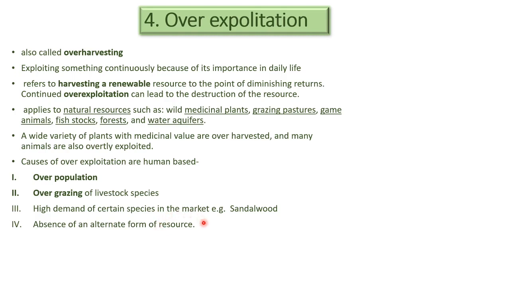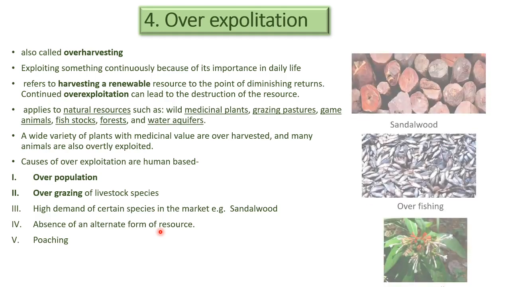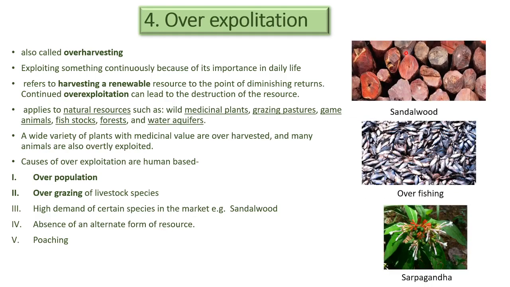So then that particular resource is collected again and again, and that leads to over-exploitation and extinction of that species. And fifth cause is poaching, which we will be considering in our next slide. These are some of the examples of over-exploitation.